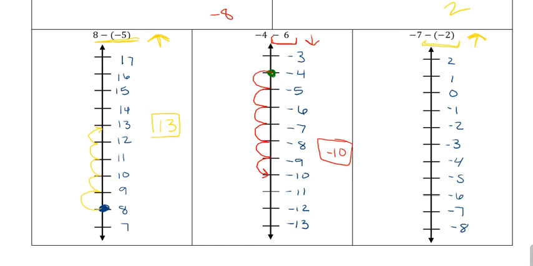My starting point is negative 7, so I'm going to put my point at negative 7. I always like to start green because green means go. I'm going to be taking away 2 negatives, so I'm going to actually be getting towards the positive 2. 1, 2. So I end up at negative 5.